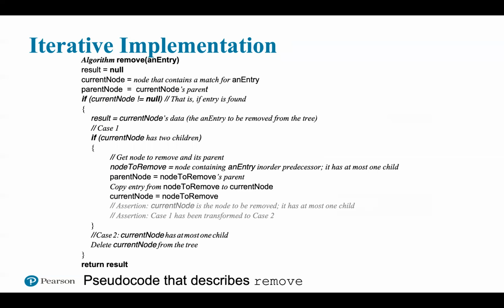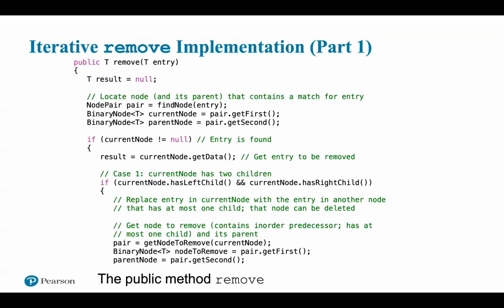Whether we delete the node we found or another one depends on how many children it has. Although segment 2619 listed 3 possible cases, we can collapse them into 2 cases. The node has 2 children, and the node has at most 1 child. In the second case, we delete the node itself, but if the node has 2 children, we delete another node that has at most 1 child. That is, we transform case 1 into case 2. And so the pseudocode here describes what the remove must do.